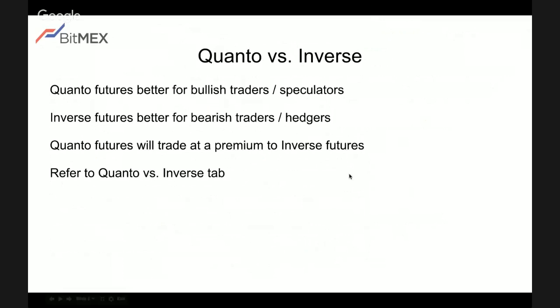Okay, so now we have our quanto and inverse contracts. So let's figure out what is better for what type of trader. So in summary, a quanto futures contract is better for bullish traders or Bitcoin denominated speculators, and the inverse futures contract is better for bearish traders or traders who need to hedge a value of Bitcoin in US dollars. And all else being equal, a quanto futures contract with a similar maturity of an inverse futures contract will trade at a premium.